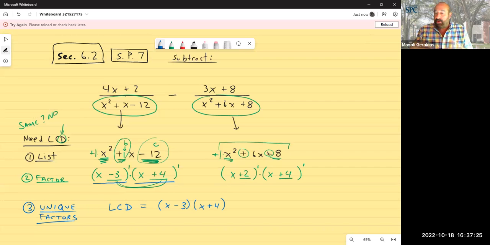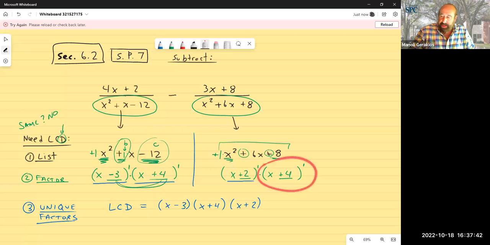And then we head over to the second set of factors from the second denominator. X plus 2 is not represented yet in the LCD, so we have to include it, something different. And then x plus 4, we look at this guy, but it's already in here, so we don't do anything. We don't include the second x plus 4.